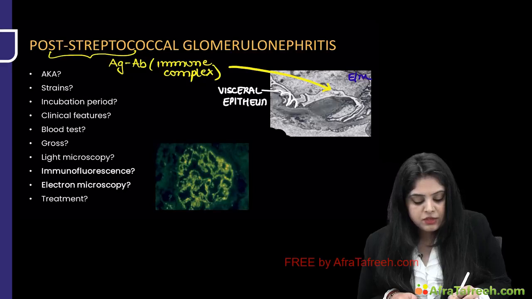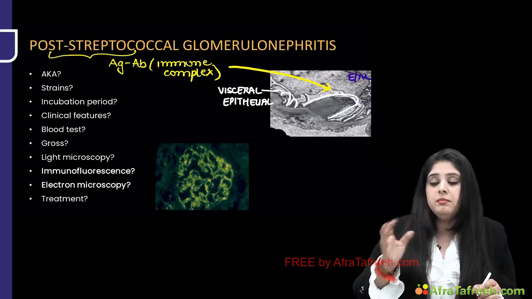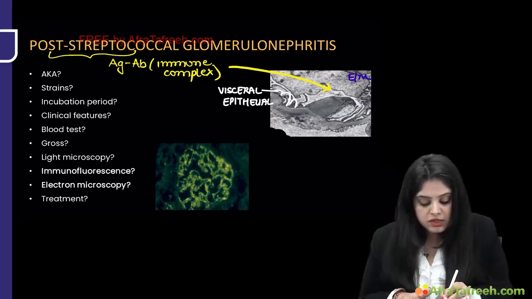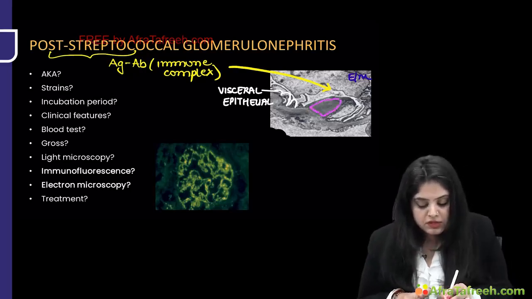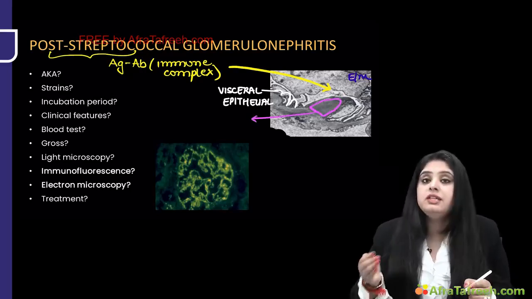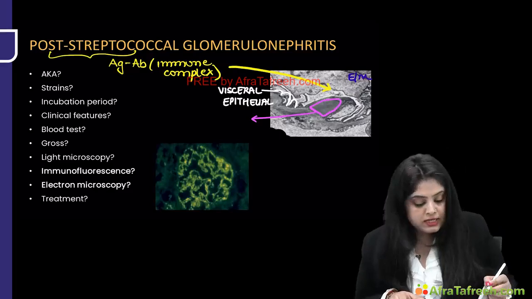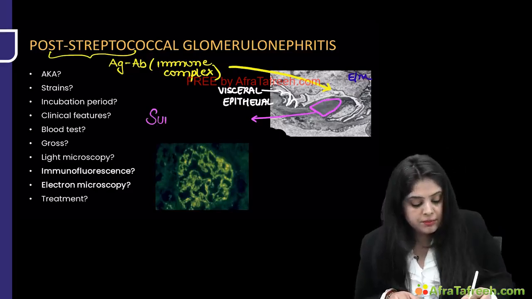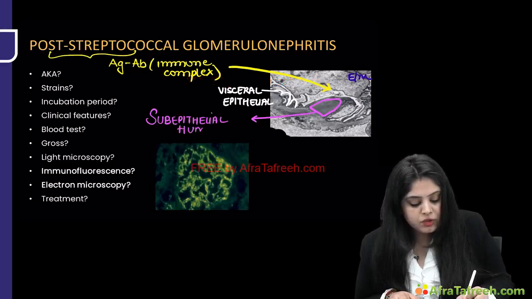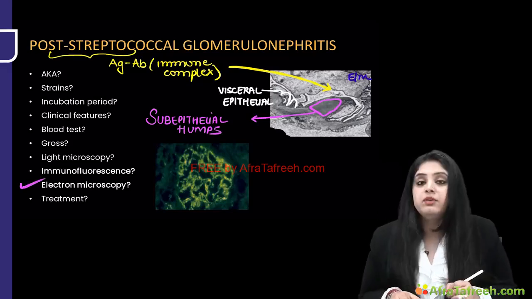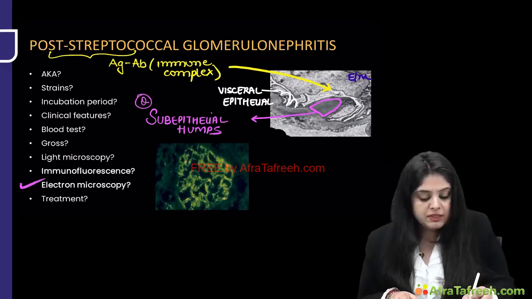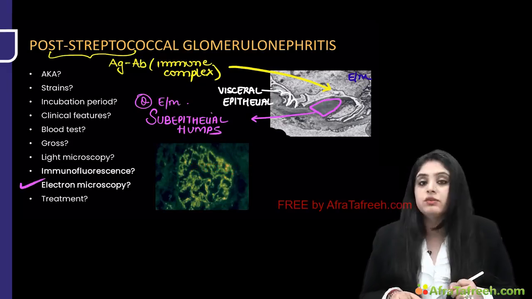Now suddenly, do you see one of those feet has become like a mountain? A big mountain. Why has it become like a big mountain? Because there is a deposit present over here below the epithelium, below the podocyte or foot process. So I call it subepithelial humps. That is what you see on electron microscopy. We see subepithelial humps on electron microscopy.